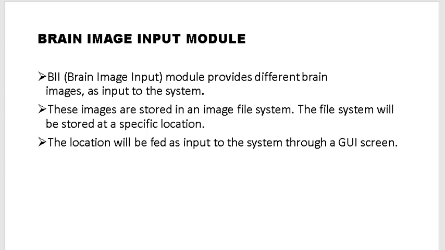Brain image input module tells us about the module that provides different brain images as input to the system. These images are stored in an image file system. The file system will be stored at the specified location. The location will be fed as input to the system through a graphical user interface screen.